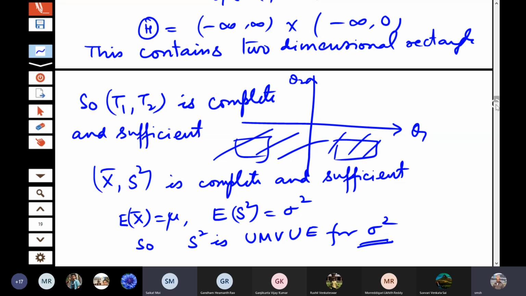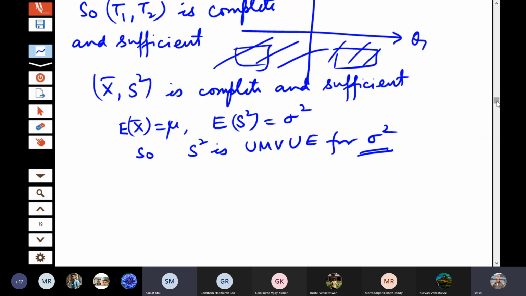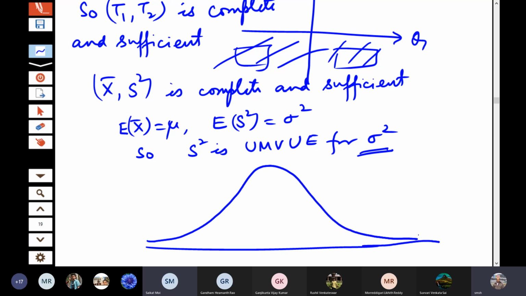Okay, so this is important here, that this theorem is more powerful than the lower bounds method, because the lower bound method is not always producing the UMVUEs. I will give you some more problems here. Suppose we consider a general normal distribution. Okay, so this is mu here.